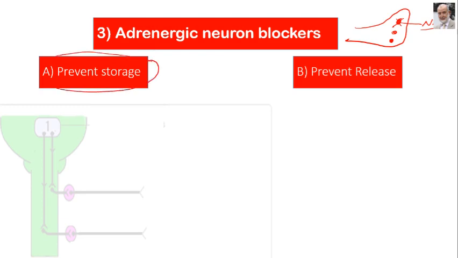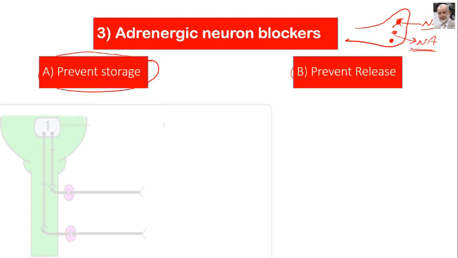This is one group, group A. A second group, they prevent the release of noradrenaline. This is group B. So adrenergic neuron blockers, we have two groups: a group that will prevent the storage of noradrenaline, or a group that prevents the release of noradrenaline from the adrenergic nerve terminal. That's why they are known as the adrenergic neuron blockers.